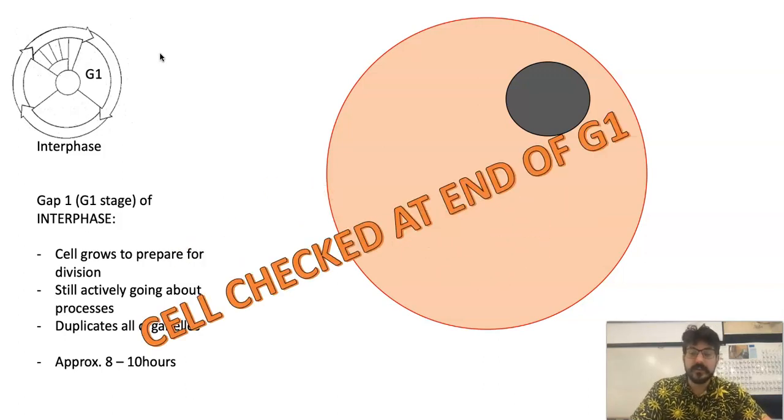We also need to know that there is a checkpoint at the end of the first growth stage. Now, we're going to talk about checkpoints in a lot more detail in the next lesson, but we're certainly going to mention that here there is a checkpoint, and that the cell is checked at the end of this stage.